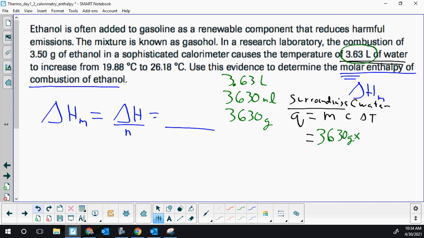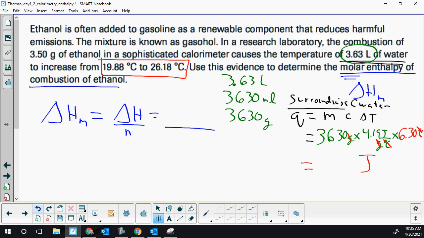3,630 grams times, this is water, 4.19 joules per gram per degree Celsius, times I need the change in temperature. So what is the difference in temperature? 26.18 minus 19.88. That is a difference of 6.30 degrees Celsius. Okay, my grams and grams cancel, degrees Celsius cancel. I'm left with just joules.